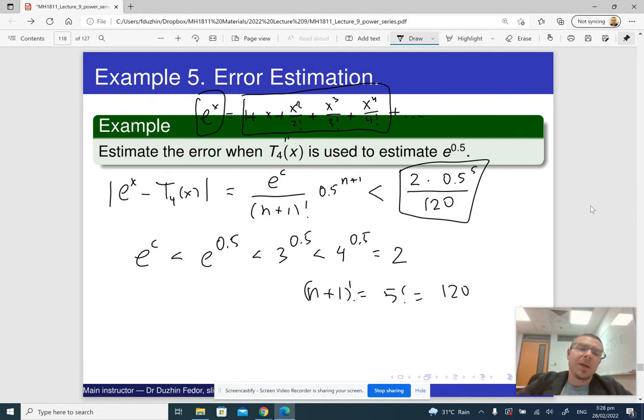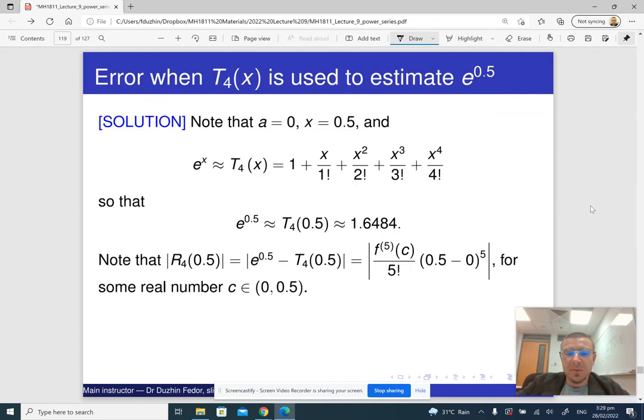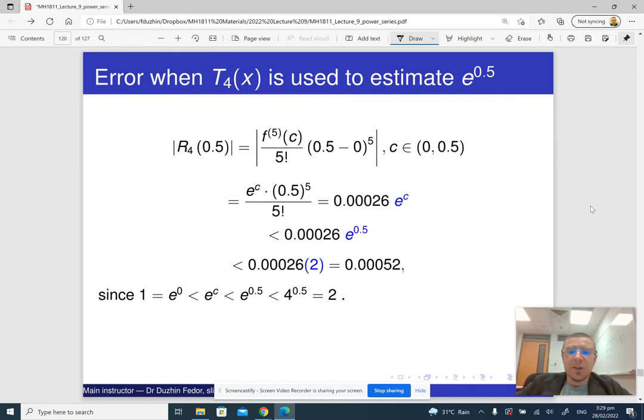If we compute the square root of e using just the Taylor polynomial of degree 4, how good is it going to be as an approximation? It turns out that it is pretty decent, in the sense that the error is 0.000 something, so I guess at least three decimal places are going to be correct.